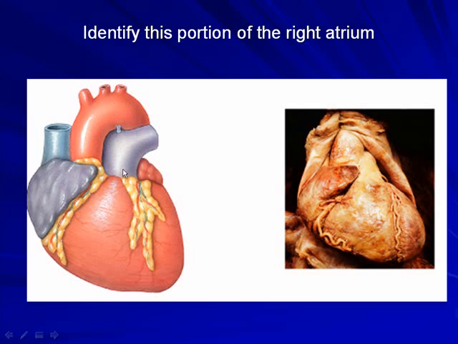This is the pulmonary artery, recognizing that the pulmonary artery carries deoxygenated blood from the right ventricle of the heart. This is the apex of the heart. This would be considered the apex of the heart. This is some of the pericardial fat in the major sulcus of the heart.